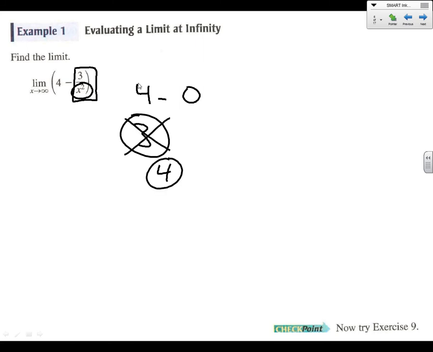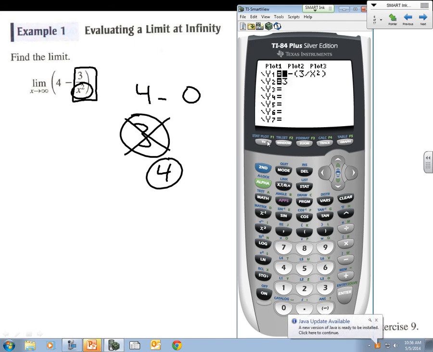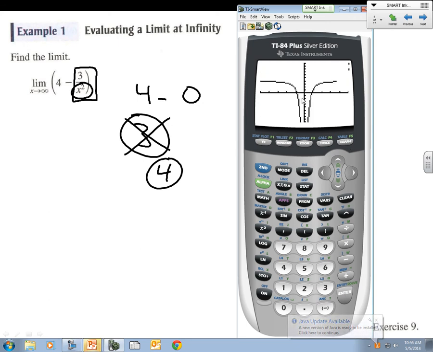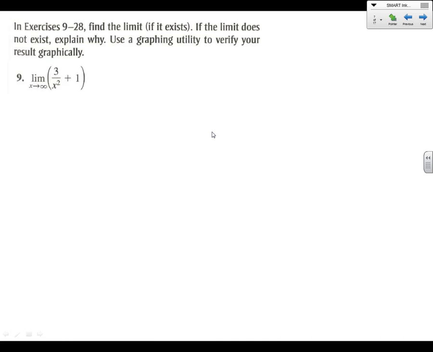Let's graph that again. All right, so this is why we can verify via graphing and clearly see the mistakes that we make. How about this? Hey, there we go. We're getting close to the line y equals 4. All right, so do what I just did and do your algebra correctly and see what you get for the limit as x approaches infinity of 3 over x squared plus 1.